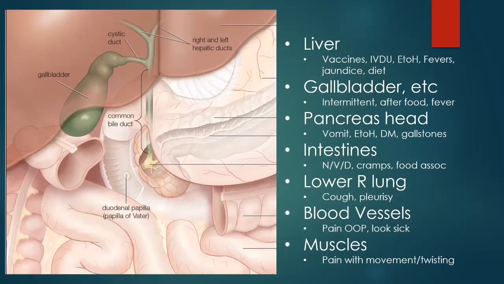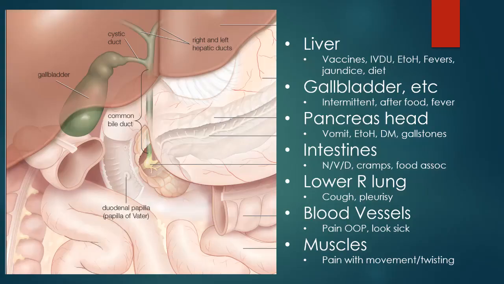We need to try to figure out whether the pain is constant or intermittent, whether it changes if you take a deep breath, whether it changes with eating. Does it feel better or worse? Is this person somebody who looks sick? Do they look jaundiced? Have they had fevers? Does the pain change with movement or twisting? There are a lot of different factors and details that can help you narrow down where this patient's pain is coming from.